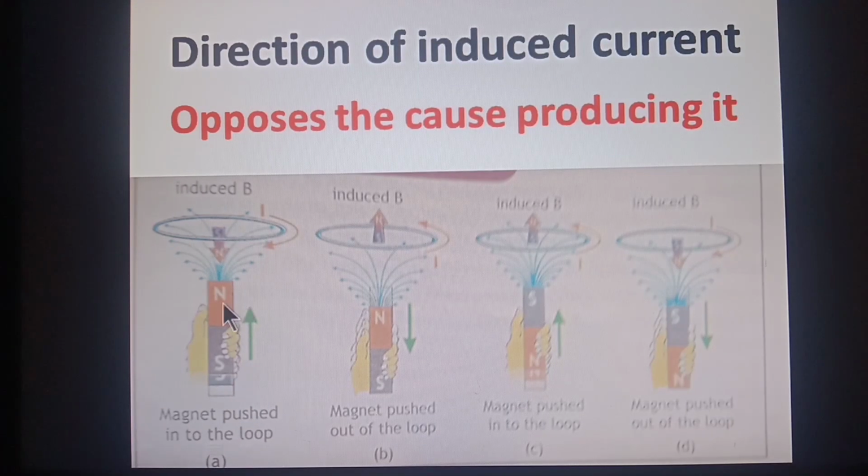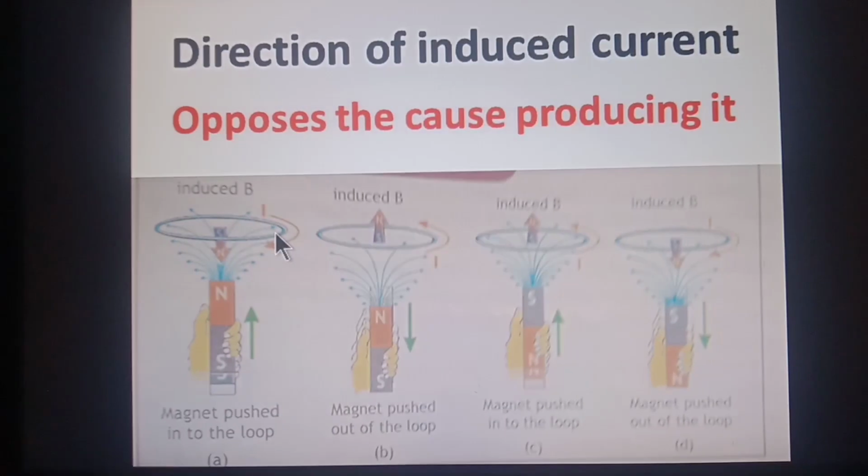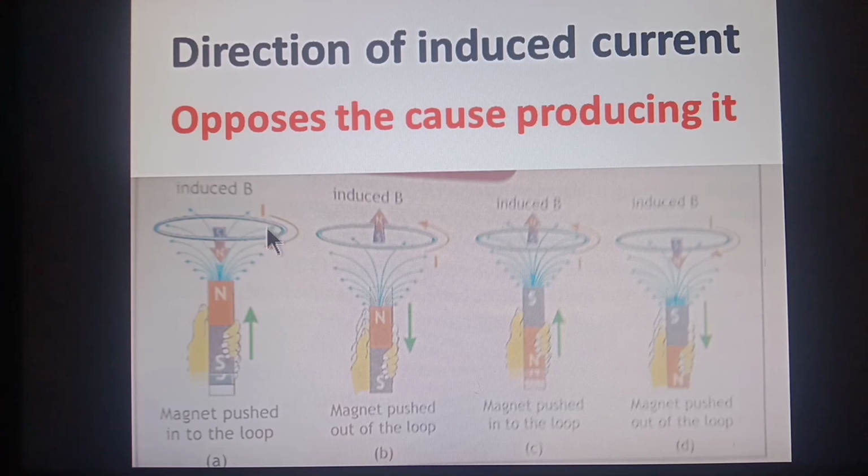Here a bar magnet is moved, the north pole of a bar magnet is moved towards the coil. When the magnet is moved toward the coil, the magnetic field passing through the coil increases, and this increase in magnetic field produces current in the coil. The direction of this current will be clockwise because the magnetic field produced by this flow of current will try to oppose this increase in magnetic field, because in this case the cause is the increase in magnetic field and the direction of current will be such that it will try to decrease this magnetic field.